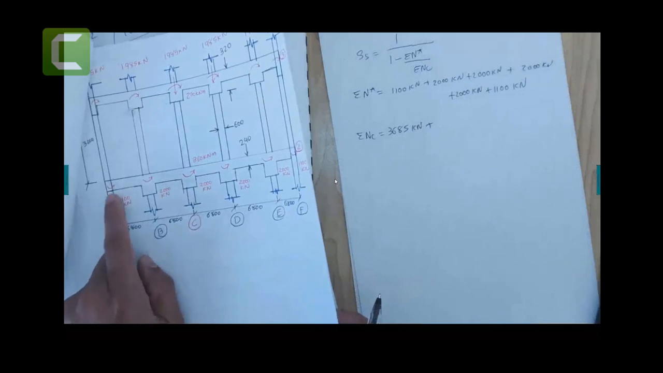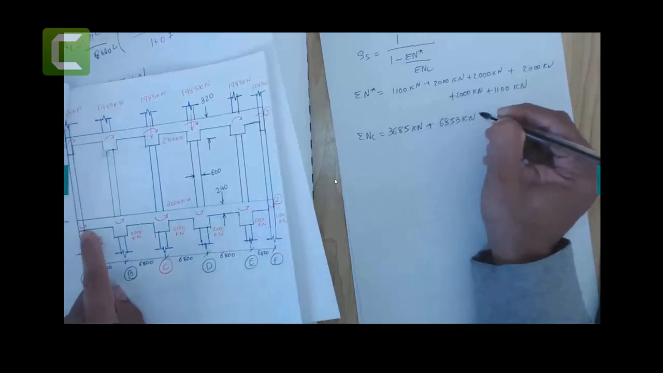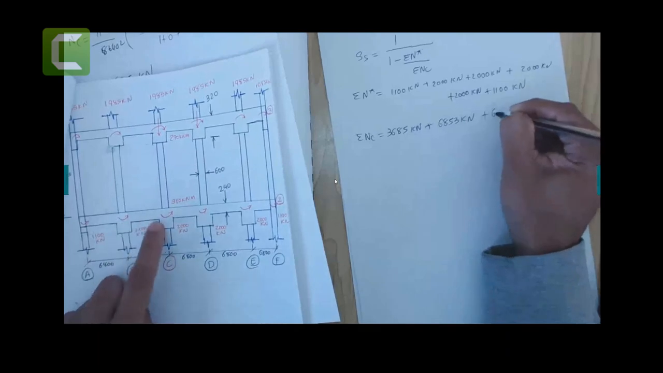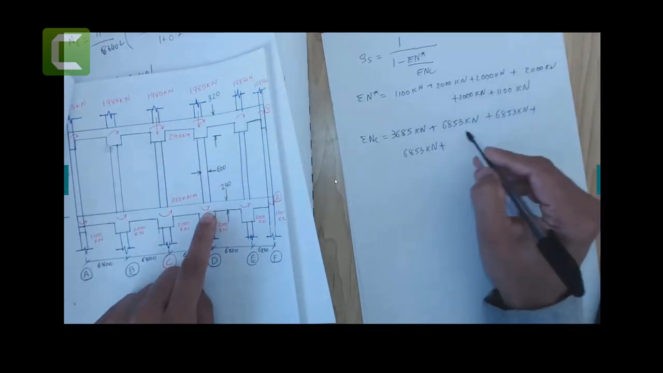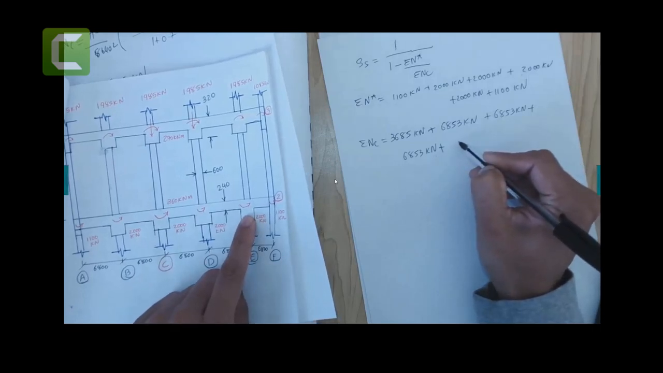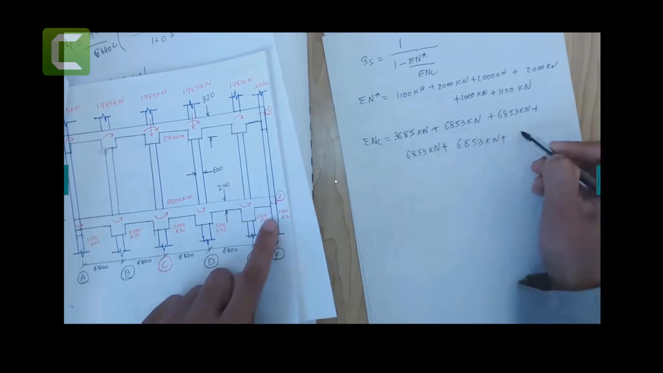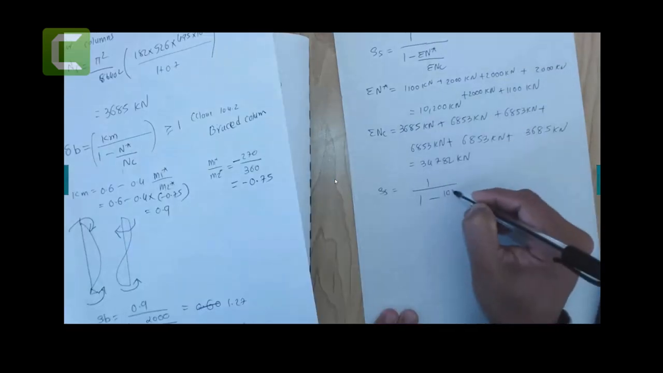We calculated the buckling load for those columns. We have 3685 for the exterior columns, and for the interior columns we calculated around 6853. So the buckling loads are 6853 for each interior column, six of them, and then you have the last one, 3685. That is the sum of all your buckling loads. If you sum them all up, you get 10200347. It's just the maths now.